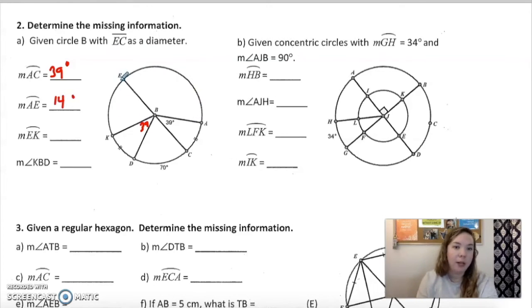EK here, I would do 180 minus 39 and 70 is 71. And then measure of angle KBD. Where's that? KBD is right here, and we've already labeled that as 39 degrees.